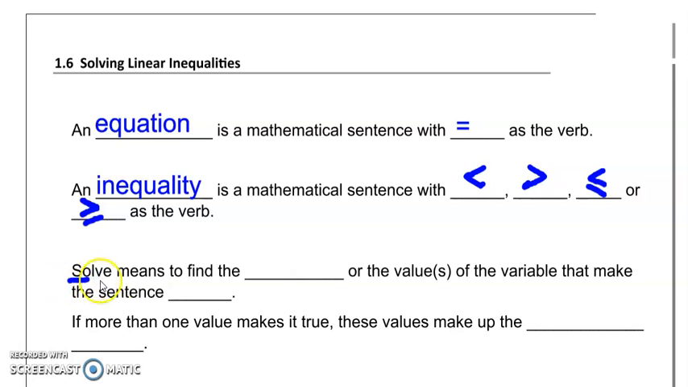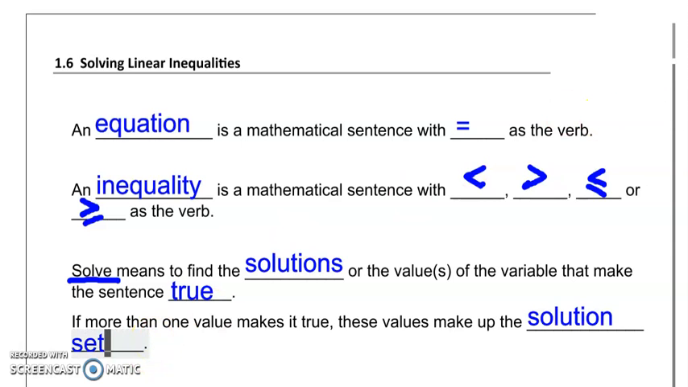Just like before, the definition of solve hasn't changed, except now you might have more than one solution. So solve means to find the solutions or the values that make the sentence true. When we were talking about equations, we would find a solution that was something like x equals 3 or x equals -5. Now with an inequality, you might have more than one number that makes it true. If you have more than one number, instead of having a single solution, you have a solution set.